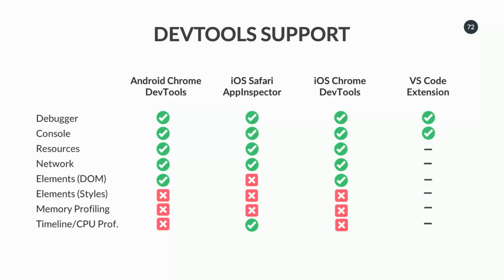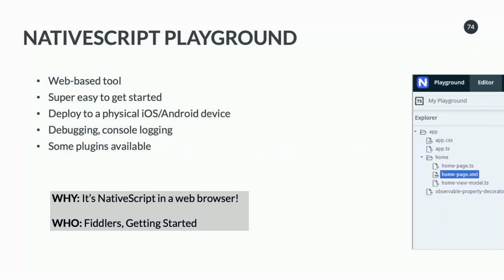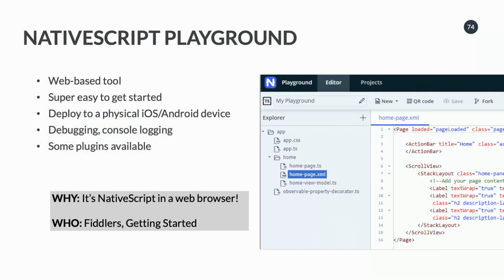Now, as we wrap up here, I want to just cover the easy ways we have to start. There are really, when it comes down to it, 3 really easy ways to get up and running. The first is the playground that I really briefly showed off. Everything totally web-based and really easy to get started.